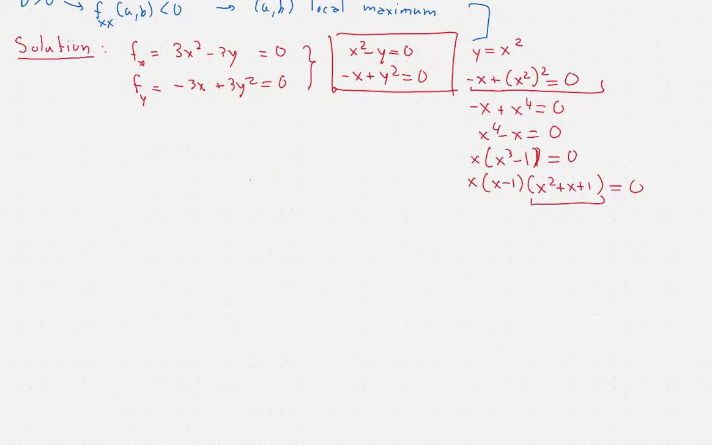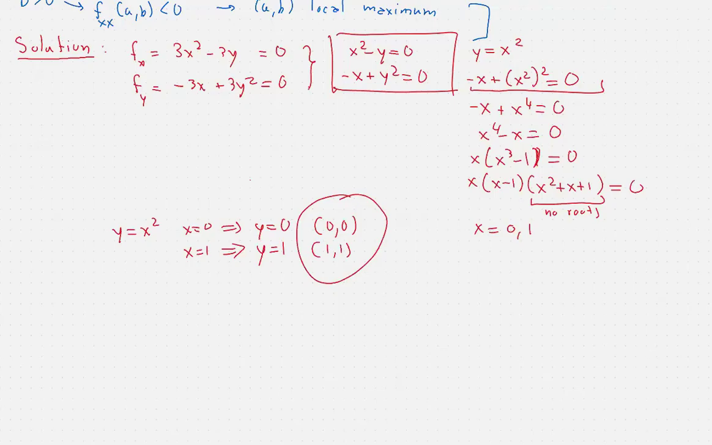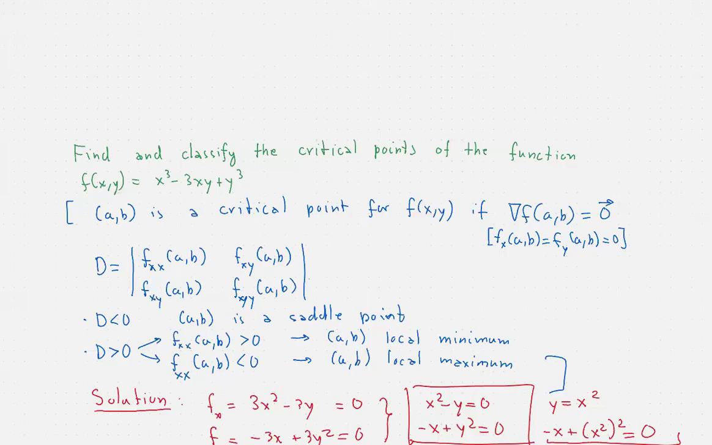Now, remember that y is equal to x². So if we use this, then x = 0 implies that y = 0, and that gives us the critical point (0, 0). If x is 1, then this implies that y is 1, and we get the critical point (1, 1). So these are the two critical points we have to work with. So we're done with the find part. We found the critical points. Now we need to classify them.